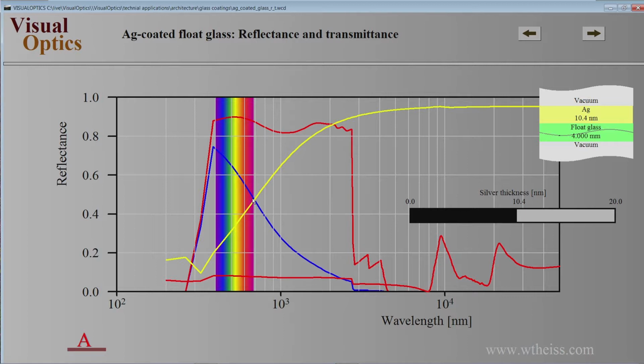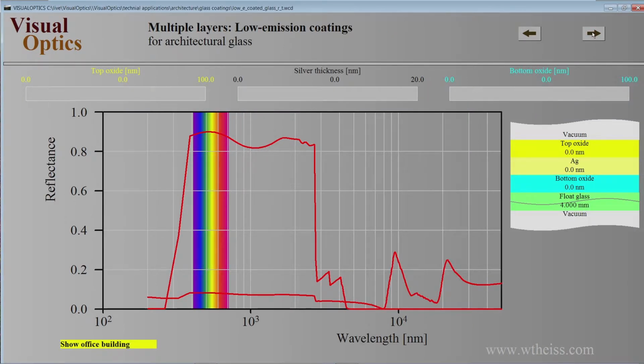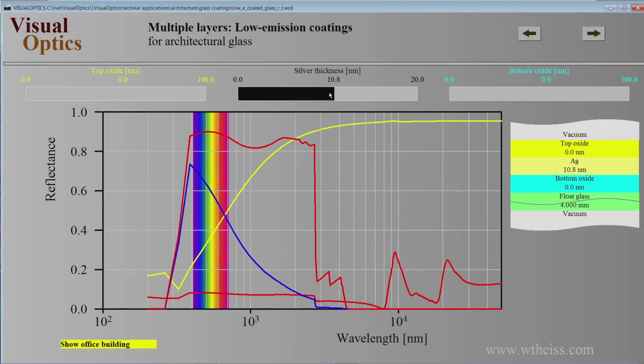And actually, it was shown in the last century, in the 70s and 80s, that we can repair this with 2 additional layers. And I will show that on the next page. Let's start with the 10 nanometer silver that we have discussed right now.